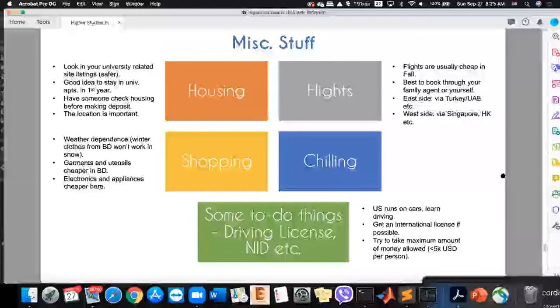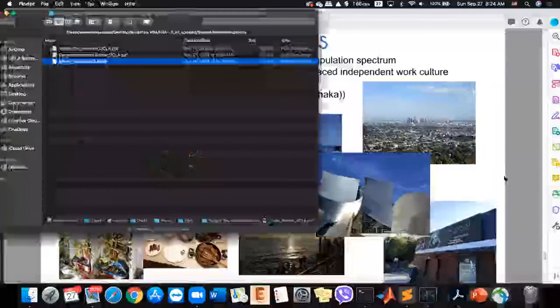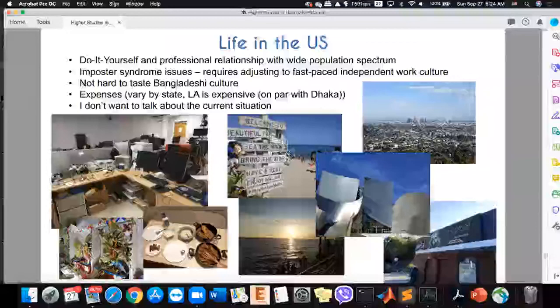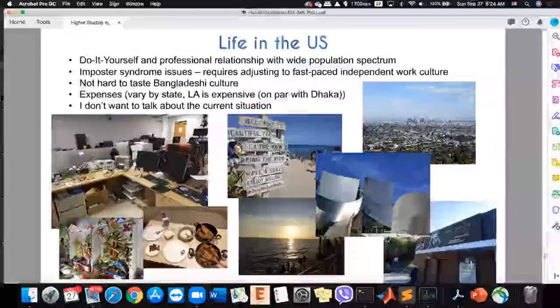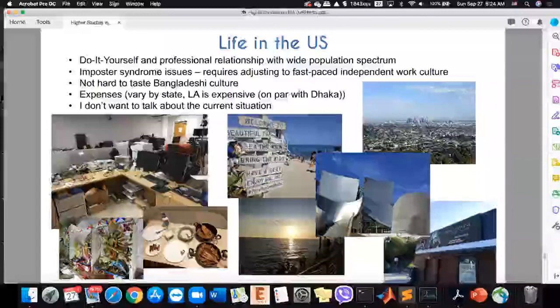Okay, and as for shopping, it depends on the weather. LA's weather is like Bangladesh's, so I didn't need to do much shopping. But if you go to a very cold state you'll obviously need cold clothes, but Bangladesh's winter clothes don't work well, so it makes sense to buy winter clothes after arriving. Overall, if you want to bring garments or utensils, those are cheaper in Bangladesh, but electronics, appliances and food items are more or less cheaper here. And as I said, if you go to a large city you won't have much trouble with Bangladeshi food. You can get all the stuff you want to cook more or less everywhere, even Indian stores. And for flights, there's not much to say right now, but fall flights are usually cheaper, so it's fine.